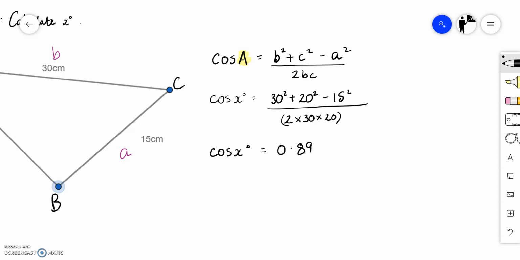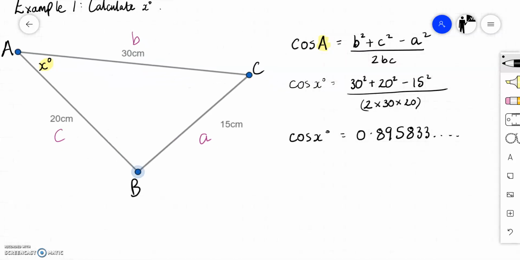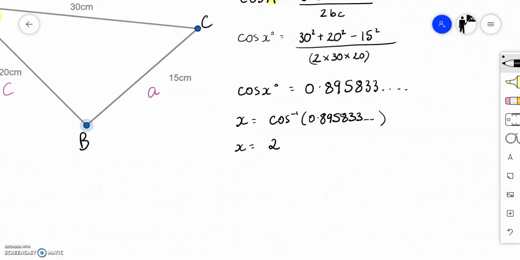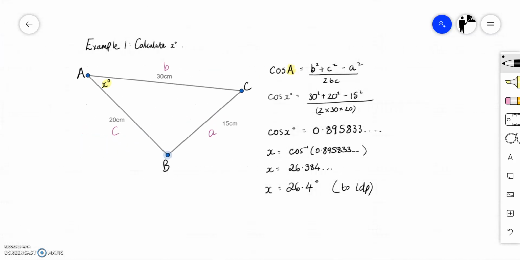So it's going to be 0.895833. So that's what cos of the angle is. To work out the angle itself, we'll do inverse cos to both sides. Of 0.895833. Once again, just do shift cos ans. In this case, don't clear your calculator. Working through, that's going to be 26.384. And if we do that to one decimal place, that's going to be 26.4 degrees, because we've just worked out an angle here.